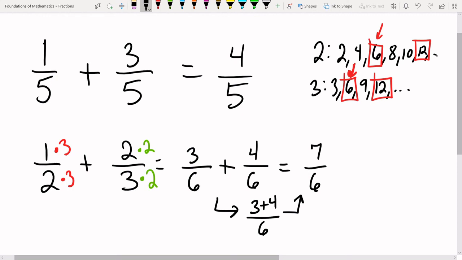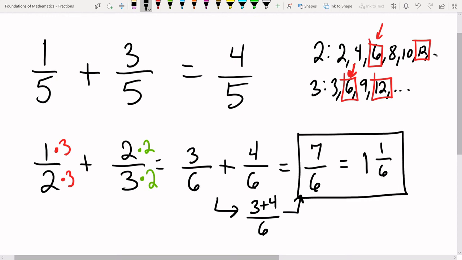7/6 can't be reduced, so there's nothing to do there. But we could, if we wanted to, write this as a mixed number. Right, 6 can go into 7 once. 7 minus 6 is 1. So we get 7/6 or 1 1/6, whichever one the question requires. I always tend to just leave it as improper because it's easier to do, but sometimes mixed numbers are necessary.